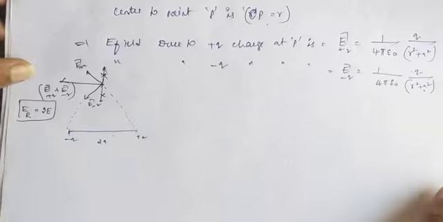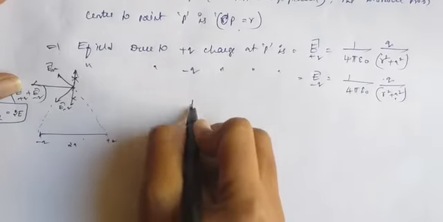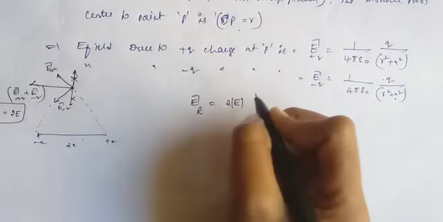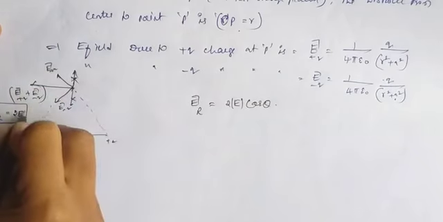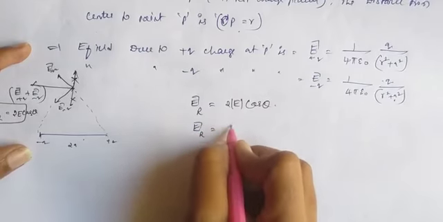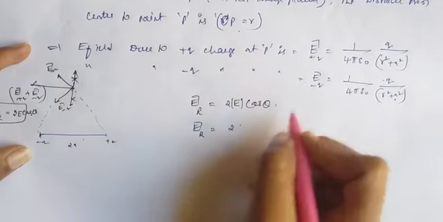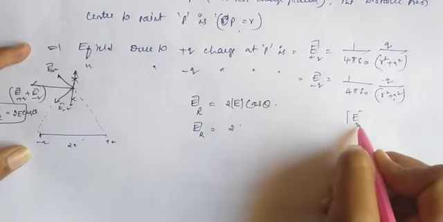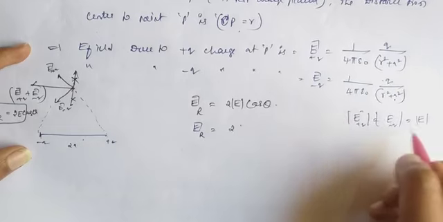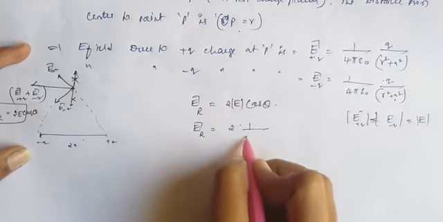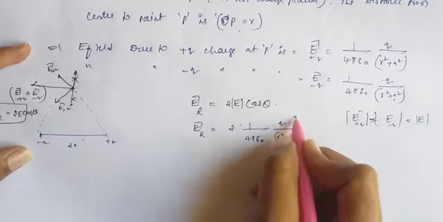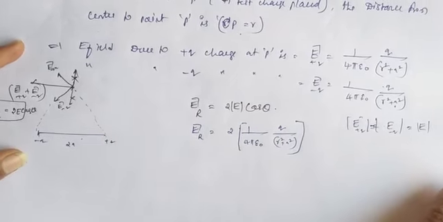Okay, now here we want to get the E resultant. So the E resultant value is equal to 2 magnitude of E cos theta. Sorry, here we have to write the cos theta. Now E resultant is equal to 2 times the magnitude of E. Here the magnitude of E due to plus q must be equal to that due to minus q. So that is 2 into 1 by 4 pi epsilon naught, and the magnitude of E is q by r square plus a square. But here we have to get the cos theta.